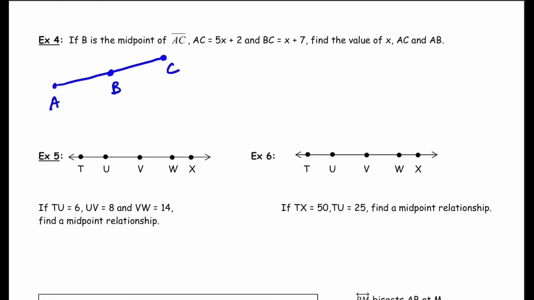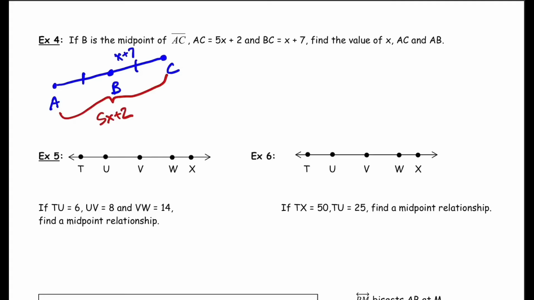And because it's a midpoint, right, this and this are equal. So what I need to do is put 2 tick marks right here and here. Now I need to label the pieces and come up with an equation. AC is 5x plus 2. Well, AC is the whole thing. So the whole thing is 5x plus 2. Then it says BC is x plus 7. Well, BC is this one here. That is x plus 7.